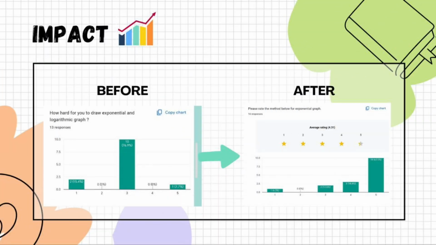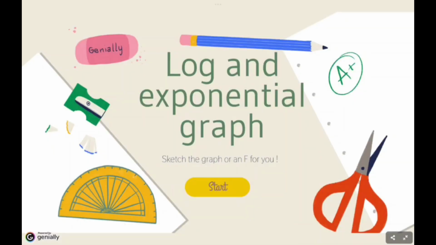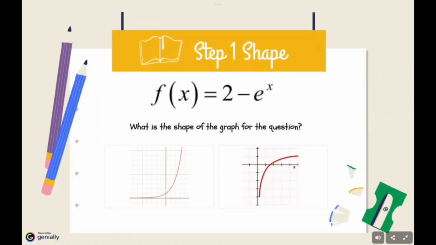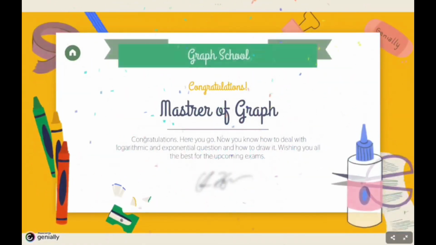Based on the data, students find it rather hard to do exponential and logarithmic graphs, but after we exposed them to the SAID method, they find it quite easy to do the graph. When you open the QR, you will get to the game. The game is to test the understanding of the student about the SAID method.